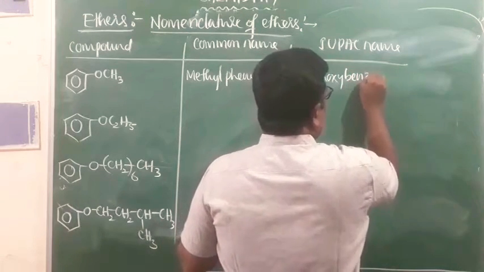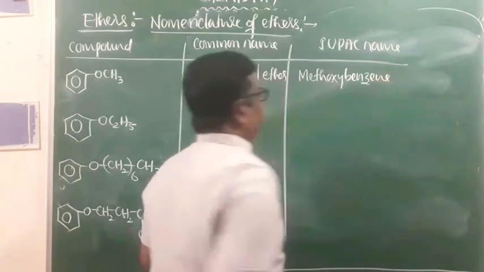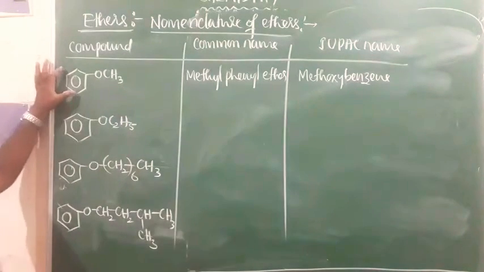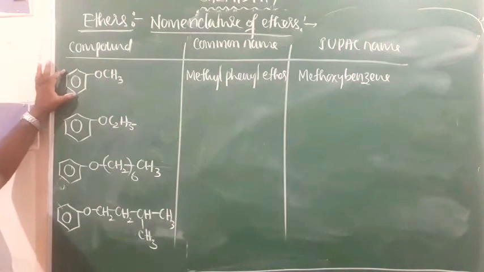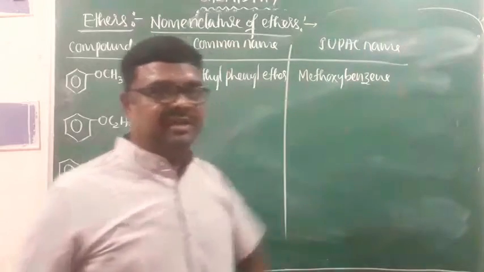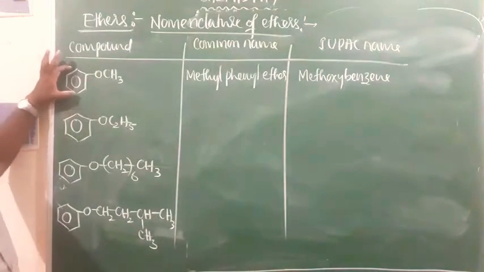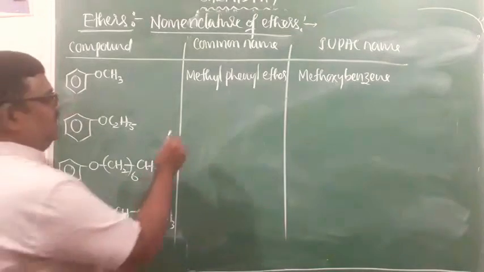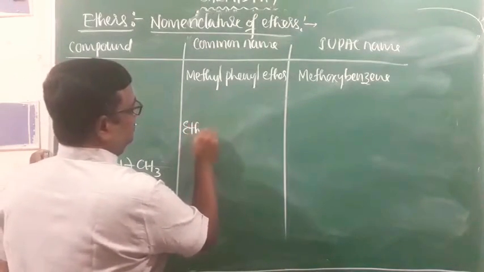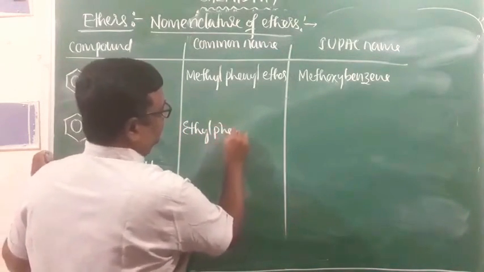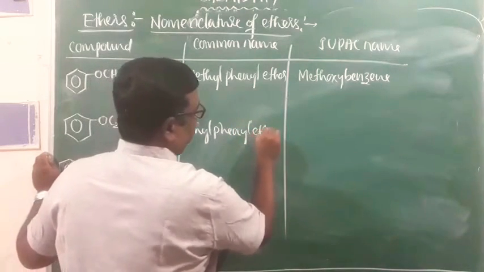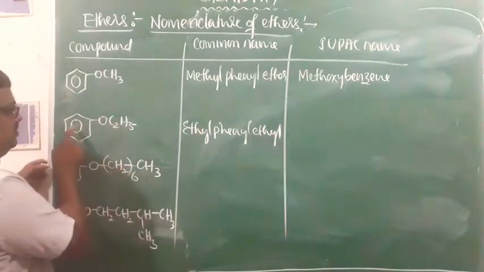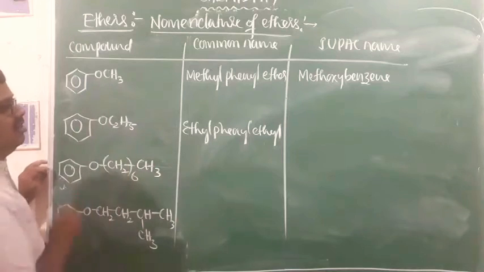We have treated the benzene ring as the parent here, because it contains more carbon atoms. Therefore, it is methoxybenzene. Benzene contains more carbon atoms, therefore it is taken as the parent chain. Look at this. It is ethyl phenyl ether. This is the ethyl group. This is the phenyl group. Ethyl phenyl ether in the common system.